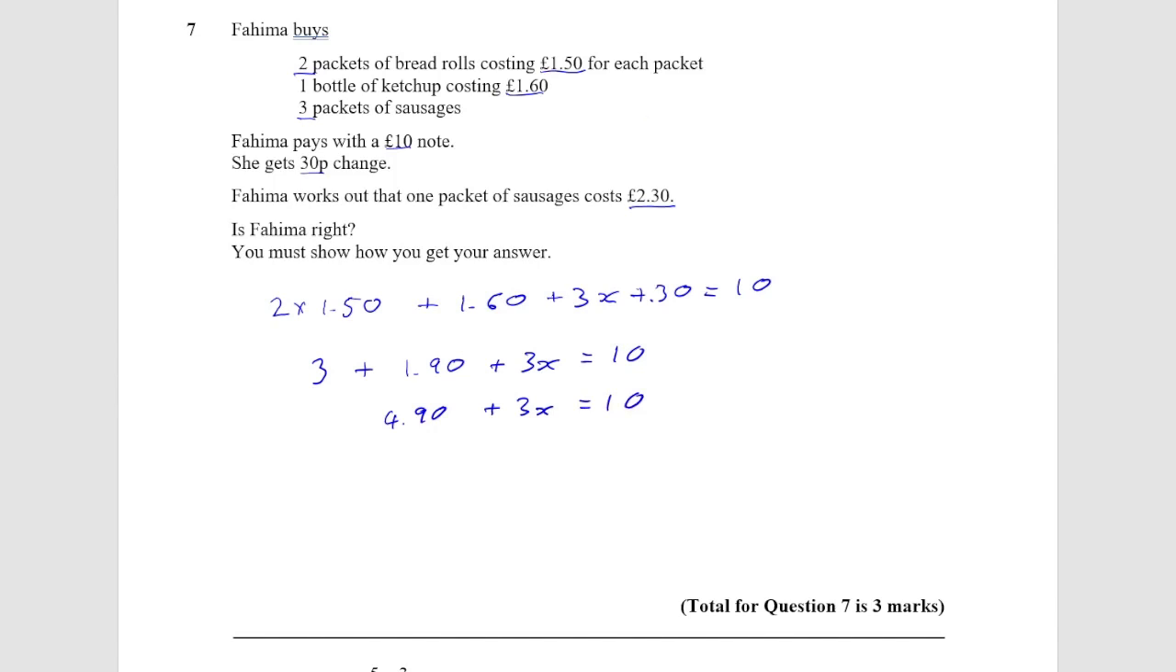Minus £4.90 from both sides. 3 lots of the sausages equals £5.10. So I divide both sides by 3. And I'll do that division over here. £5.10 divided by 3. Carry my decimal point up, 3 goes into 5 fully once with 2 left over, and then 3 goes into 21 7 times. So the price of the sausages is going to be £1.70. So is she correct? No.